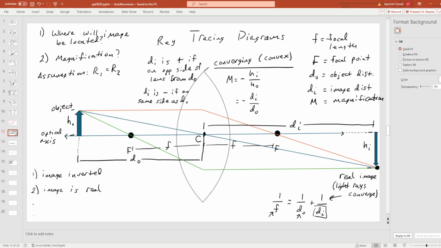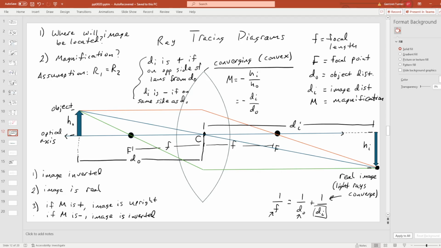A third point going along with these two rules is that if m is positive, then your image is upright. If m is negative, the image is inverted.